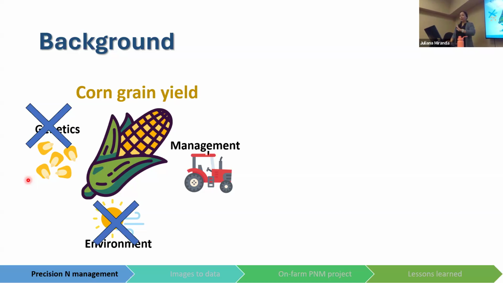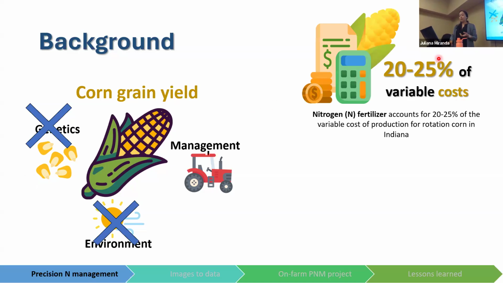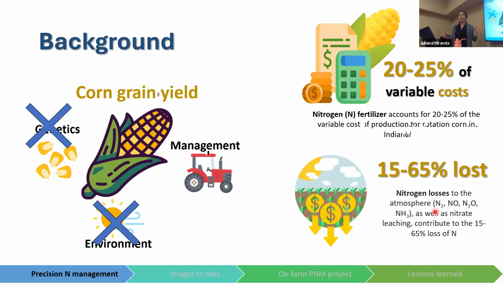Within this management component, we have the nitrogen management. Nitrogen is an important nutrient for corn. Up to 25% of the cost is nitrogen fertilizer. So imagine this is a big component for farmers, especially for this variable cost. But the concern is that up to 65% of the nitrogen that is out there can be lost to the environment. So if you think about how much money the farmers are investing in nitrogen, that is a high risk.